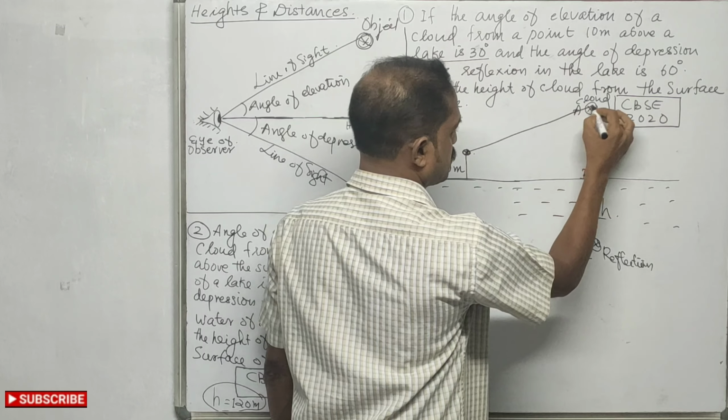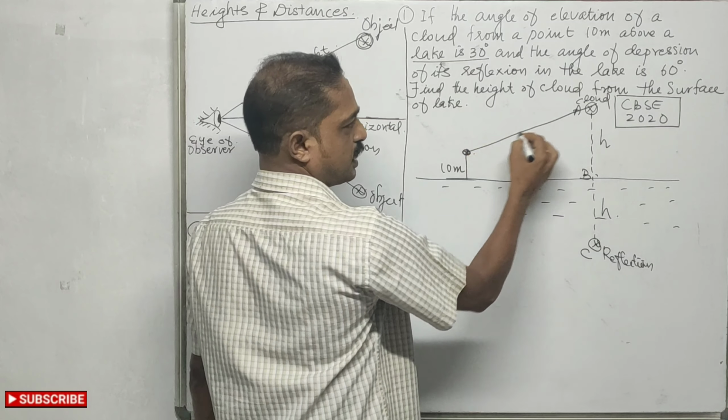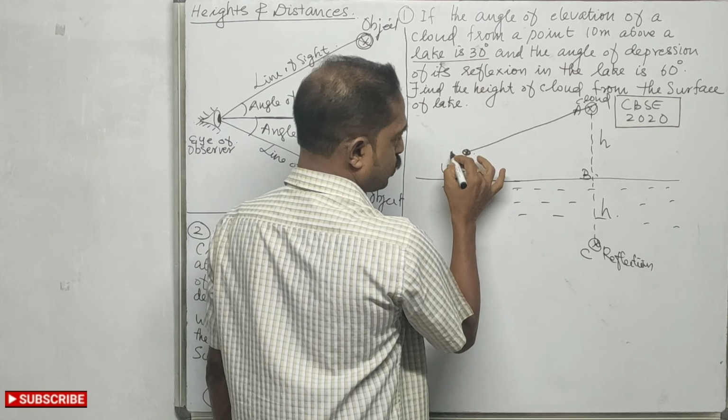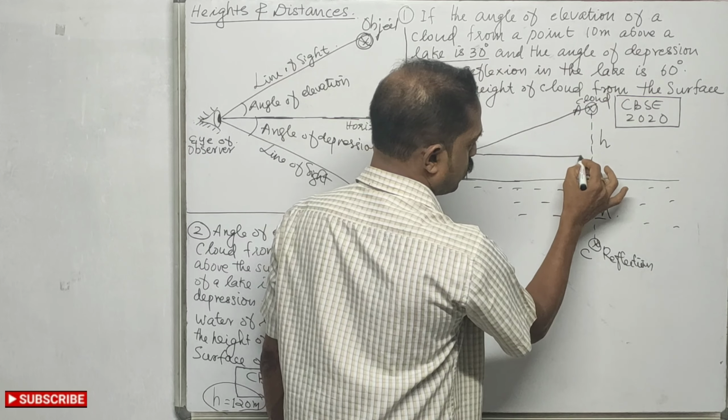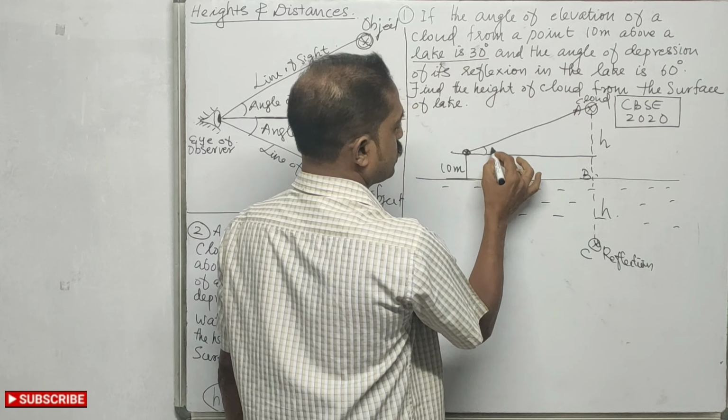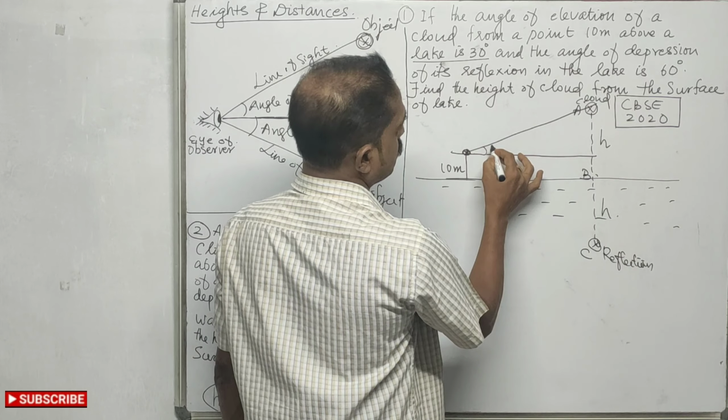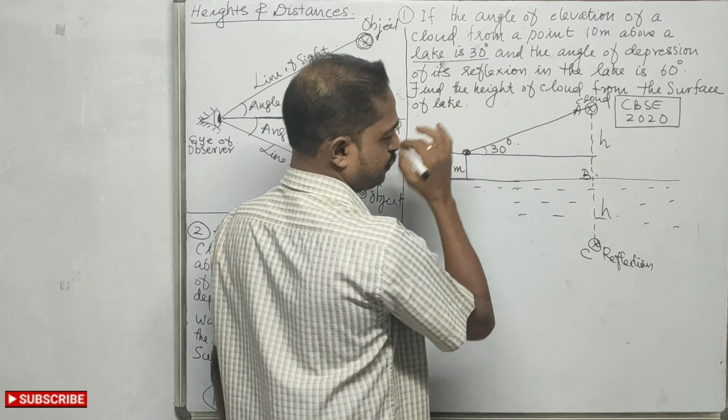So what is angle of elevation? This is the line of sight, and you will have to draw the horizontal also. So this is the horizontal, and this angle is 30 degree.